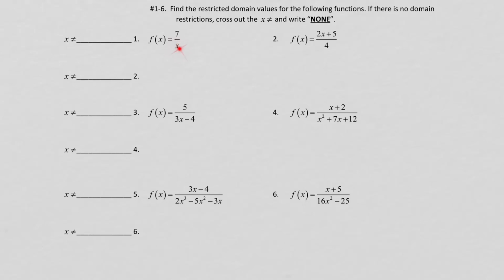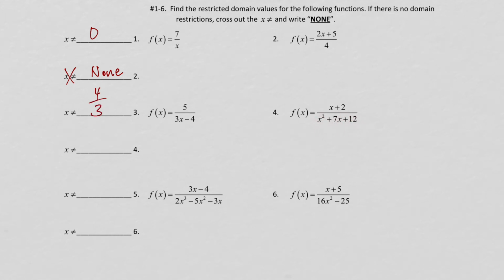Okay, we can't allow the denominator to be 0, so x cannot be equal to 0. Here the denominator is not a variable, so x can be anything. So there are no restrictions on x. So we'll cross this out and put none. We can't make this 0, so we say x cannot be the opposite of this, positive 4 over 3.